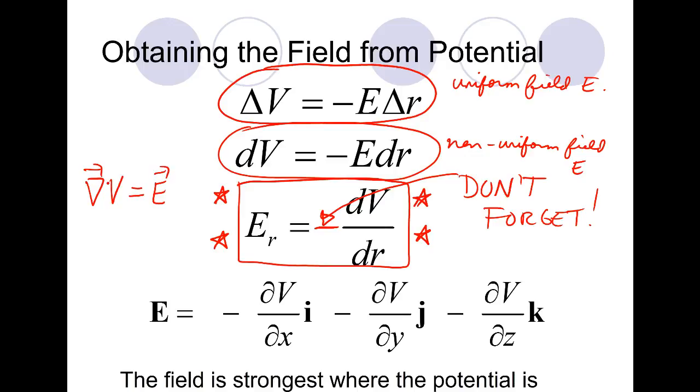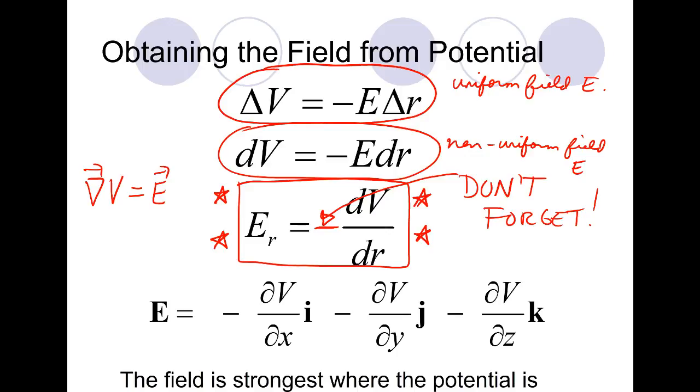Okay? So that means that what you do is you take the partial derivative of V in the x direction, and that's i hat, and similarly for j hat and k hat. Okay, so this last point got cut off a little bit, but it's very important.